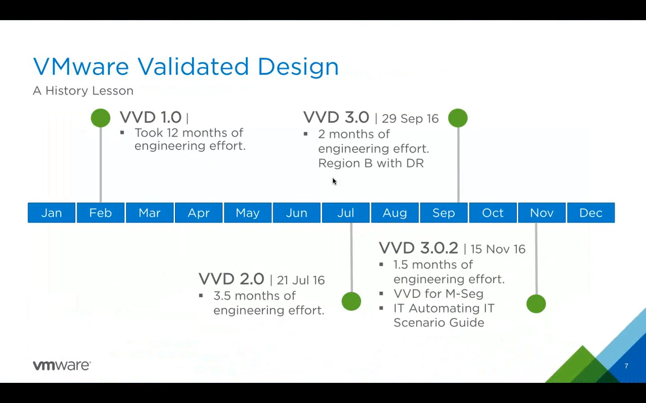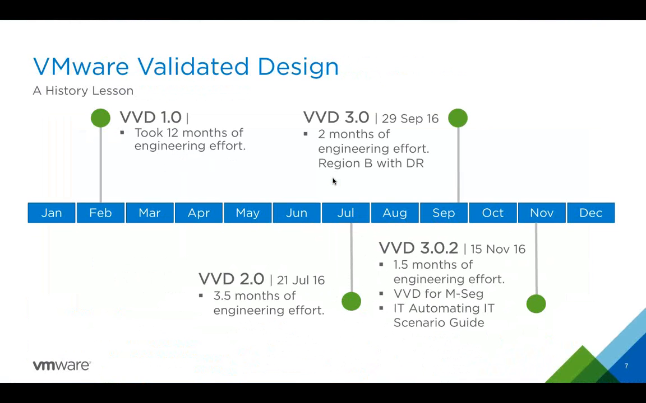A month and a half later of engineering, we started doing things like VBD 3.02, right? This is a minor release, with some minor changes in what we call the bill of materials, but you start seeing some of these shrinking in time frame. What we added as well was another VBD specifically around the use case of microsegmentation. We added some additional scenario guides for how to build blueprints in vRealize Automation, for how to use vRealize Automation in the context of the VBD. So we started adding more use case type stuff on top, right?